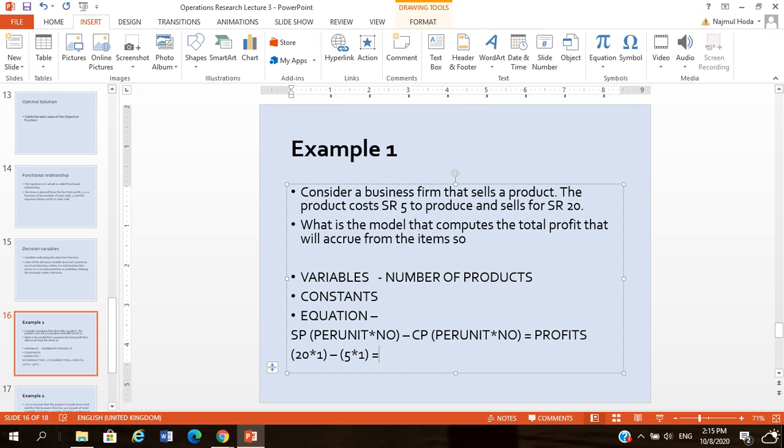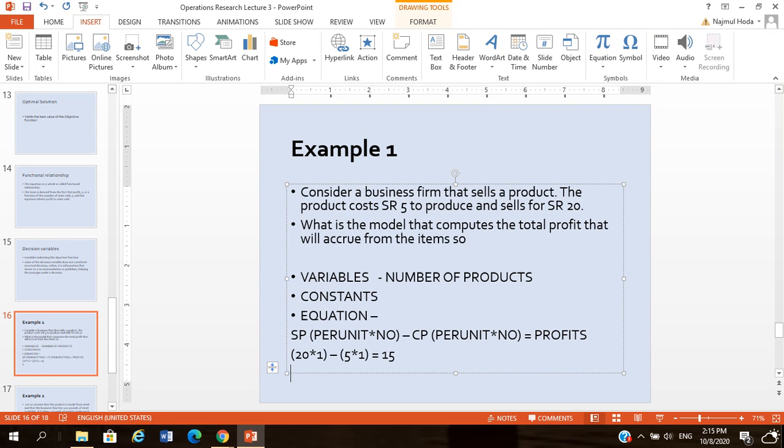So, I get my profit, that is 20 minus 5, 15. Now, I change this, I say I want to produce 50 units. So, what will you do? What will be the answer? The formula remains the same, the model remains the same.